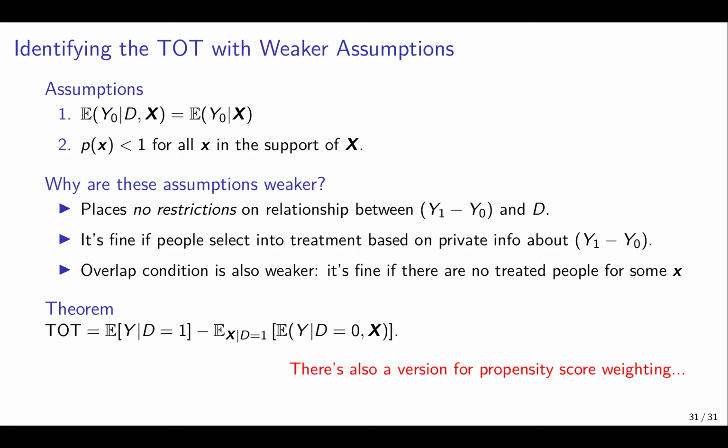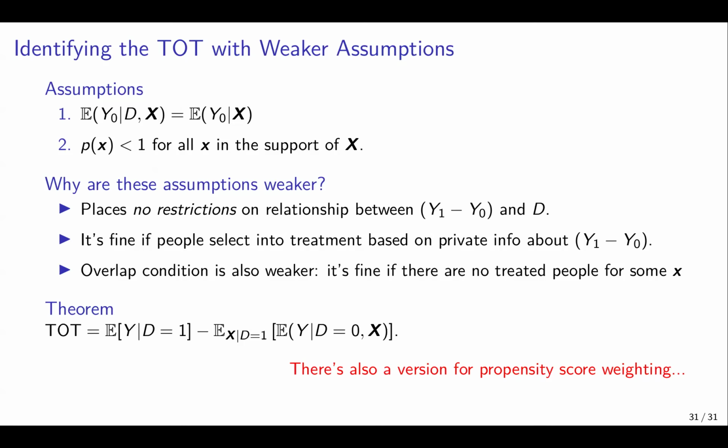So what we're saying here is, on average, if I know your treatment and your covariates X, then anything that I want to say about the average value of your Y0, I could have said that with only X alone. So knowing that you were treated or not doesn't tell me anything extra about your Y0 on average if I already know your X. Similarly, we can weaken the overlap assumption. So now overlap just says that the propensity score is strictly less than 1. It's allowed to be 0.